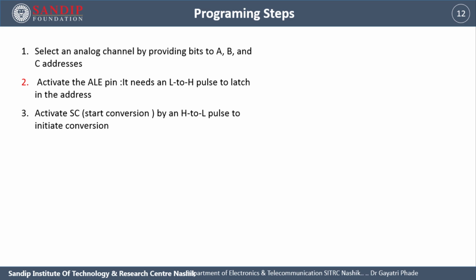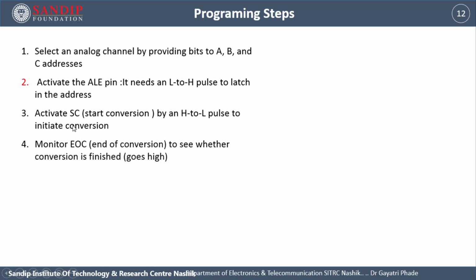It requests the ADC to start the conversion by giving a high to low pulse, or making the particular pin high. Then internally the ADC starts the conversion. We have to wait for the end of conversion. The microcontroller will come to know about the end of conversion by monitoring this EOC pin. When this pin goes high, it confirms that the conversion is completed and next we have to take the data.